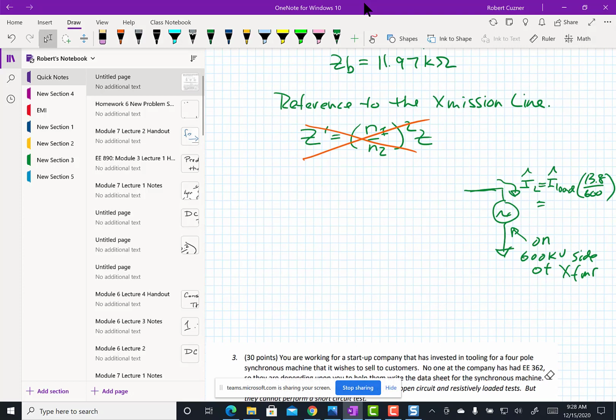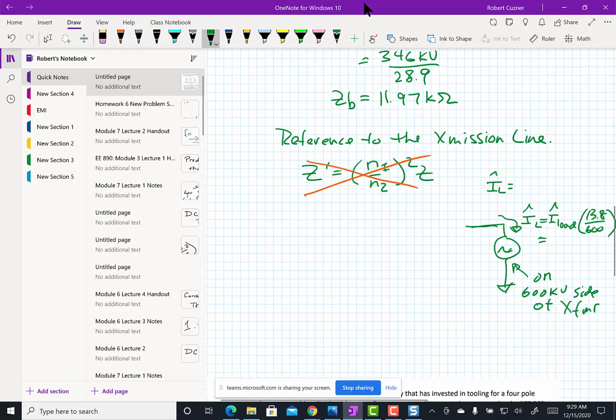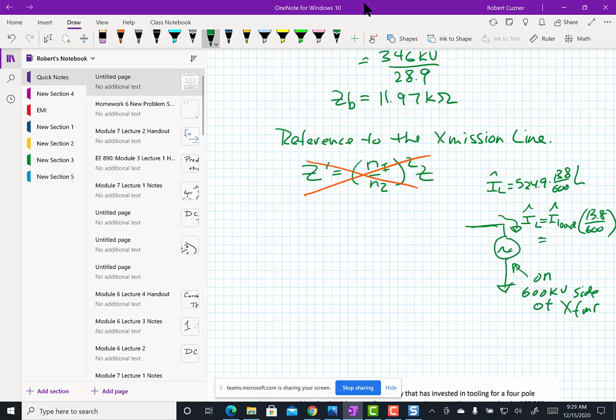Okay, so if we know then that this IL here going into the load is going to be 524.9 times 13.8 over 600. And then it's at an angle of negative 36.9 degrees.